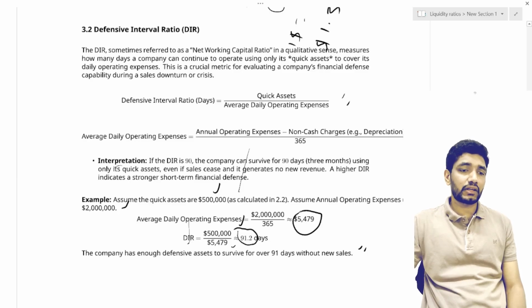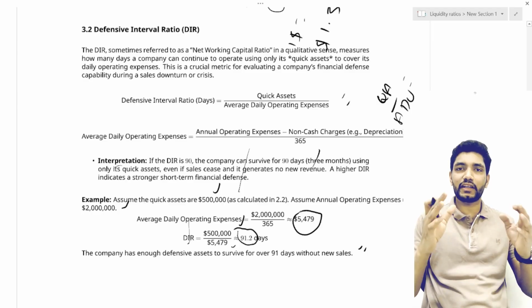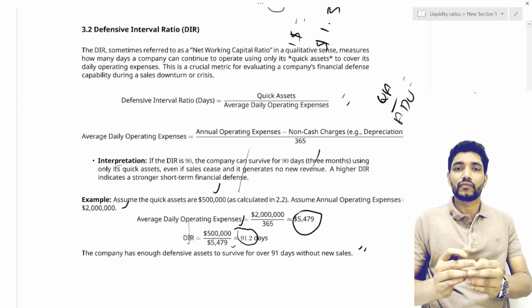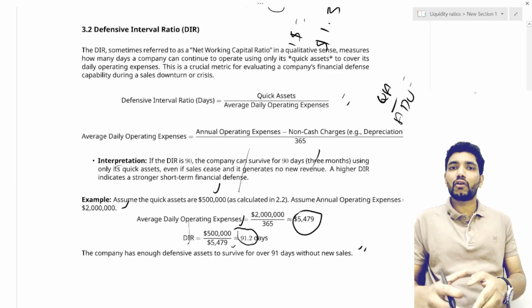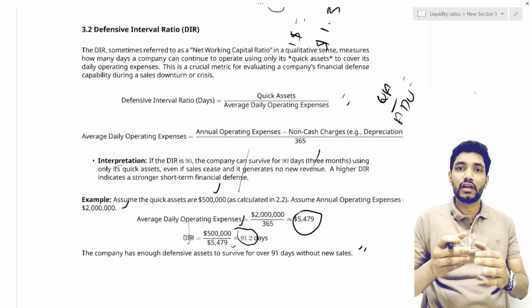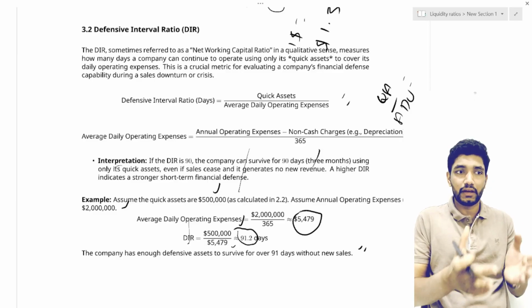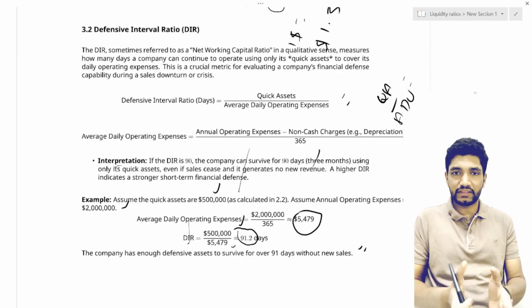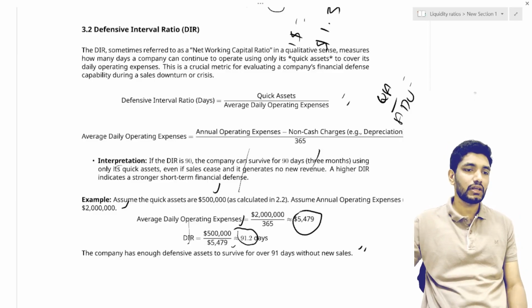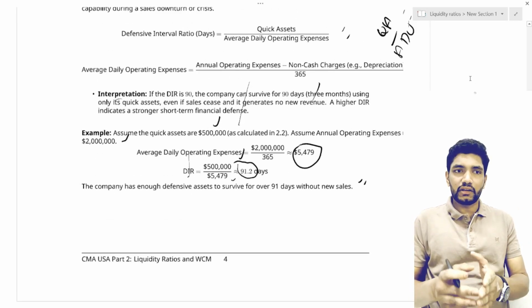So it is comparing total quick assets with the average daily operating expenses. How many days can this company survive with its own current assets to meet its daily operating expenses without a new sale? Even if a new sale happens, the quick assets will change and the situation will change again. So this is about the liquidity ratios.